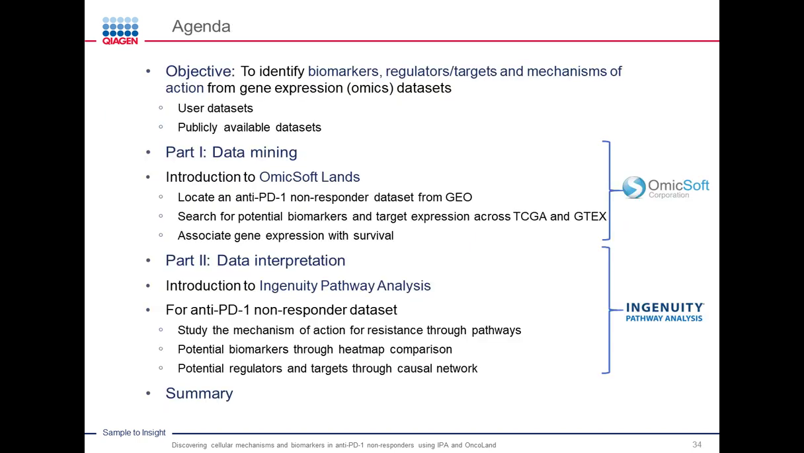So now that we have gone through data mining, now that we located an interesting anti-PD1 non-responder data set, we also studied biomarkers such as UGT1A3 and A6 across TCGA and GTEx and associated them with survival. Let's do interpretation. So far we have studied just two markers. There were also other genes that were significantly up and down regulated.